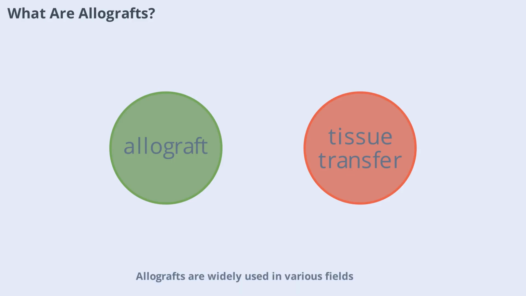This makes them a valuable alternative in medical procedures, especially when suitable tissue substitutes are needed. Allografts are widely used in various fields, including orthopedics and dentistry, due to their accessibility and effectiveness. In the following scenes, we'll explore the different types of bone allografts and their specific properties.